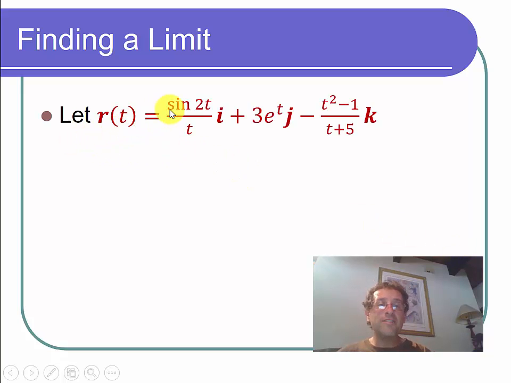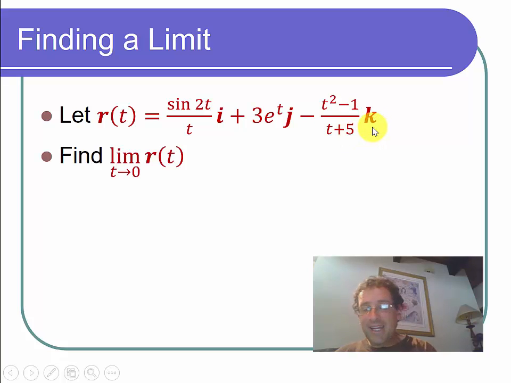Let's suppose that r of t is equal to sine of 2t over t, i, plus 3e to the t, j, plus t squared minus 1 over t plus 5, k. And let's suppose we want to find the limit as t goes to 0 of r of t. So this is not that hard. It looks messy, but it really isn't too bad. You just got to remember when we're trying to find a limit, we take a limit of each of these independently and then put them together.